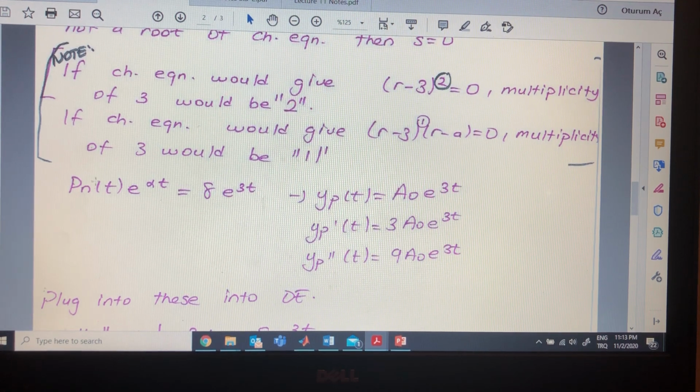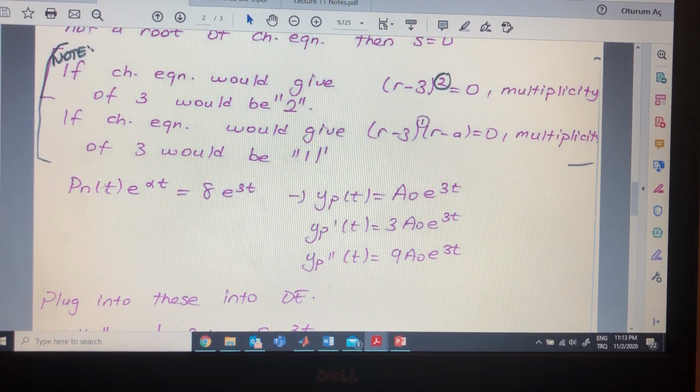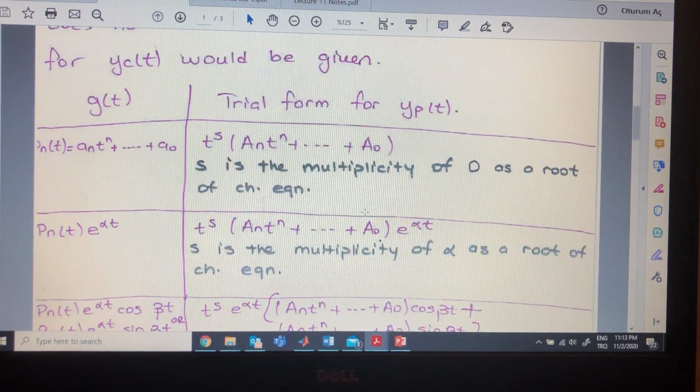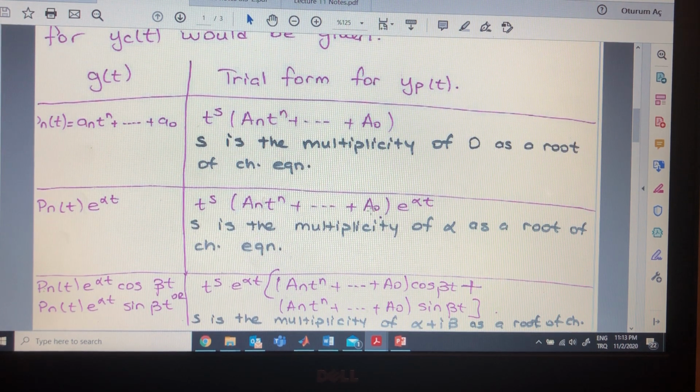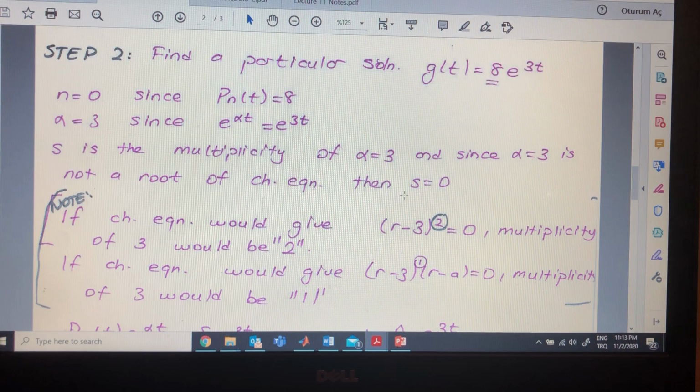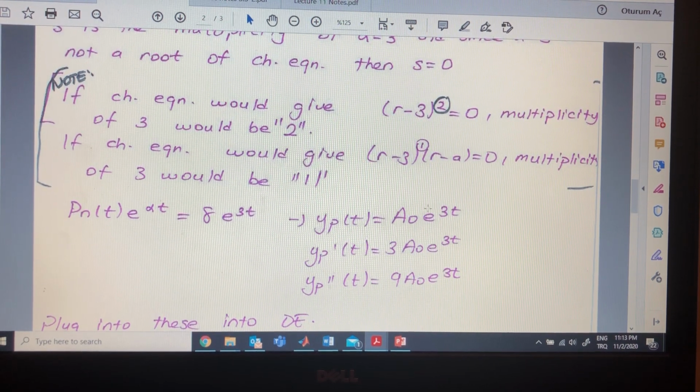Now let's turn back. I will be looking for the solution. Our polynomial is just zeroth order, so we have only a constant, and e to the 3t, because remember the table, t to the s, s is 0, t to the 0 is 1, n is 0, so I have only a constant, e to the alpha t, alpha was 3, so I'm looking for a solution in the form a0 e to the 3t, okay?